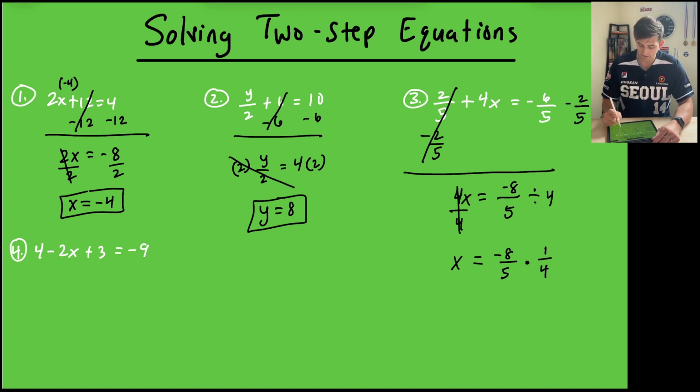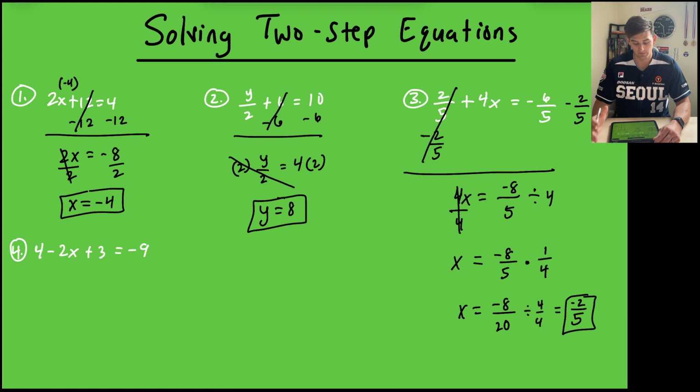So now we have x is equal to, and negative 8 times 1 would be negative 8, and 5 times 4 would be 20. Now both of these values, negative 8 and 20, are divisible by 4. That would be the greatest common factor of both of those numbers. So if I reduce my fraction by dividing by 4, we're going to get negative 2 over 5. So negative 2/5 would be our answer for number 3. And we could check that by plugging it back in for our variable if we wanted to.